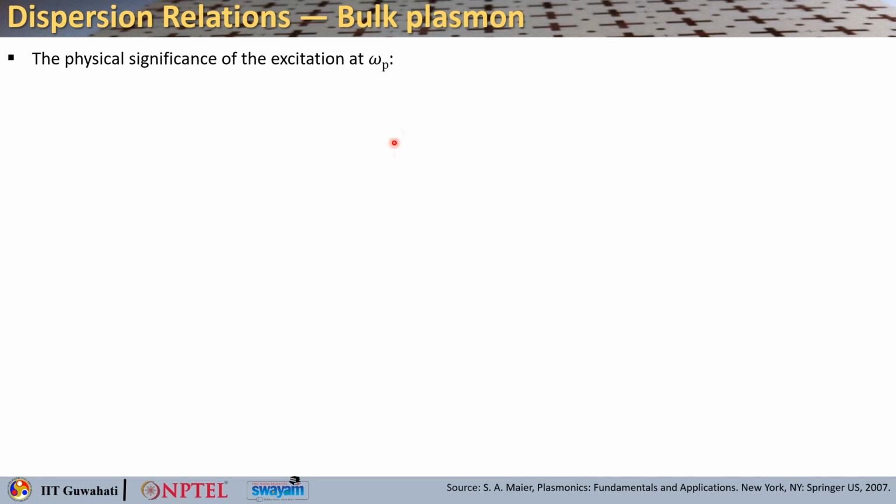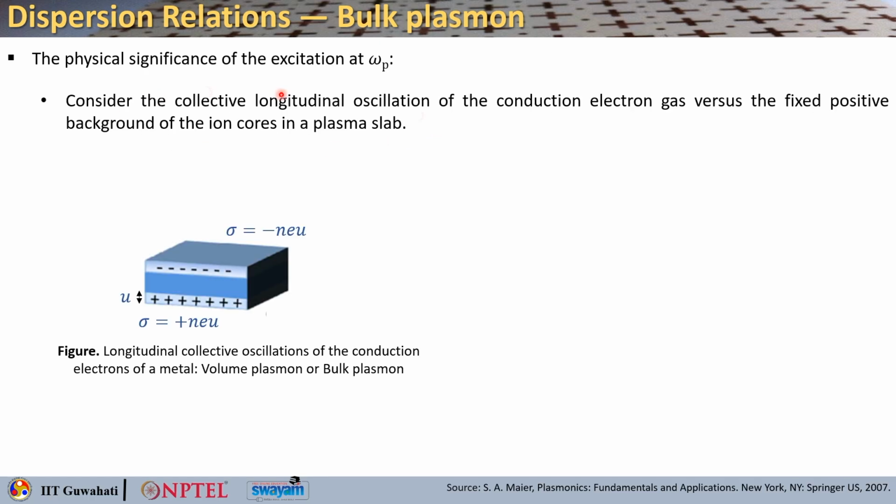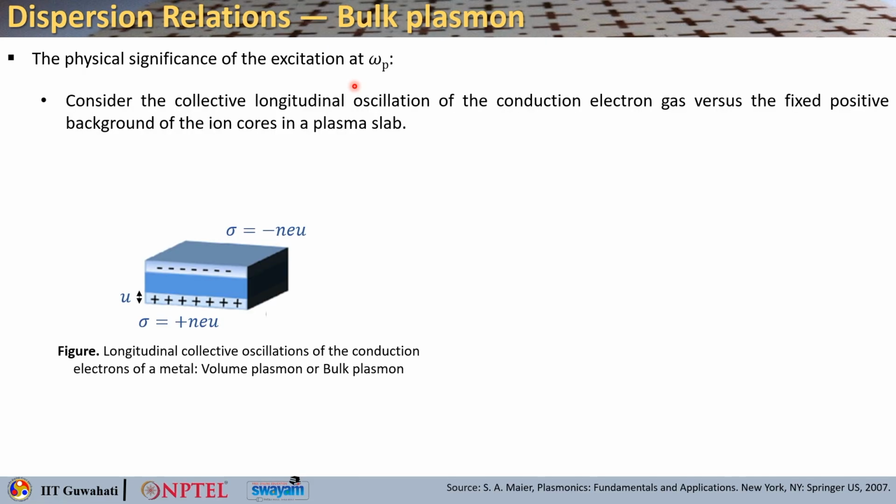Right. So, now let us look into the dispersion relations of different plasmons. Let us start with the bulk plasmon. The physical significance of excitation at the plasma frequency is that we consider the collective longitudinal oscillation of the conduction electron gas versus the fixed positive background of the ion cores in a plasma slab.